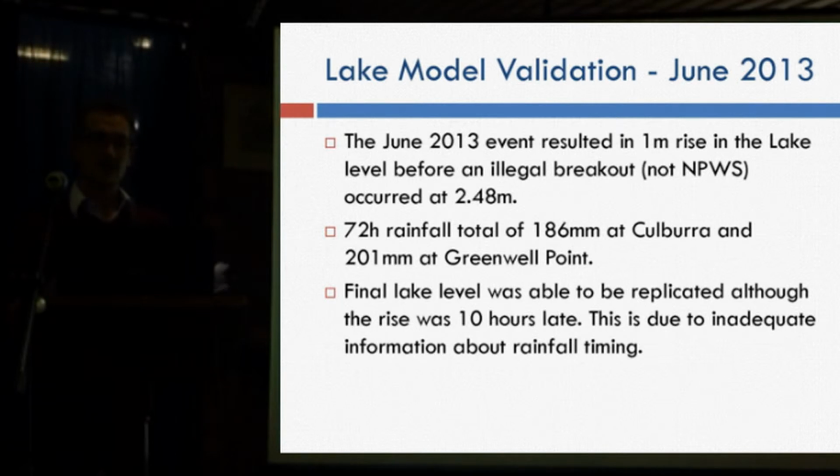And for the lake itself, rather than talking about 1 or 2 hour events, we're talking about these 2-3 day persistent rainfall events where we're going to get a lot of rain, a lot of inflow into the lake, and the lake will rise fast. The lake rose by about a metre over those 3 days, and then was broken out at a level of 2.48 metres.